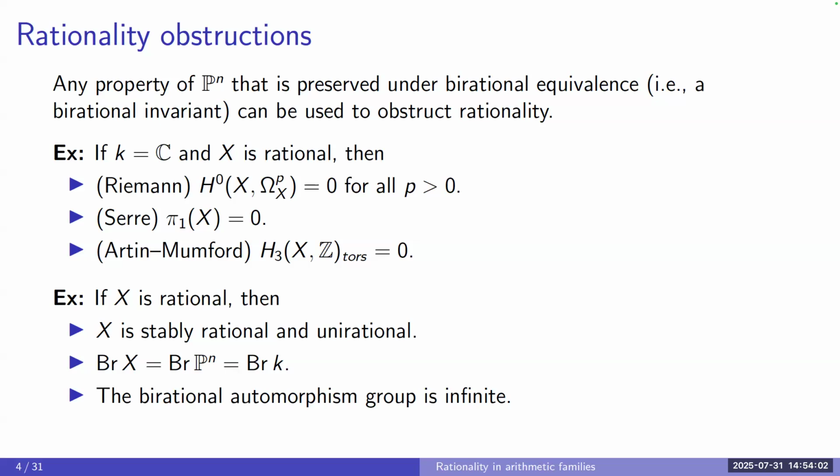The Brauer group of a smooth projective variety is a birational invariant. So if the variety is rational, it has to have the same Brauer group as that of projective space, which is that of the ground field. And you can also use the birational automorphism group. For projective space, this is infinite.